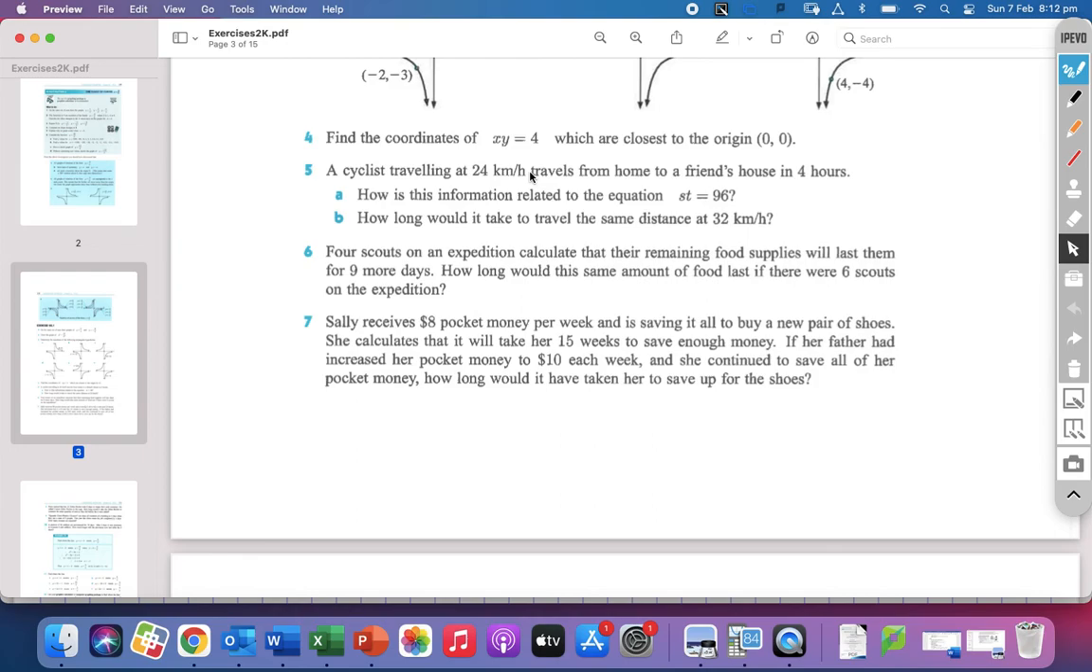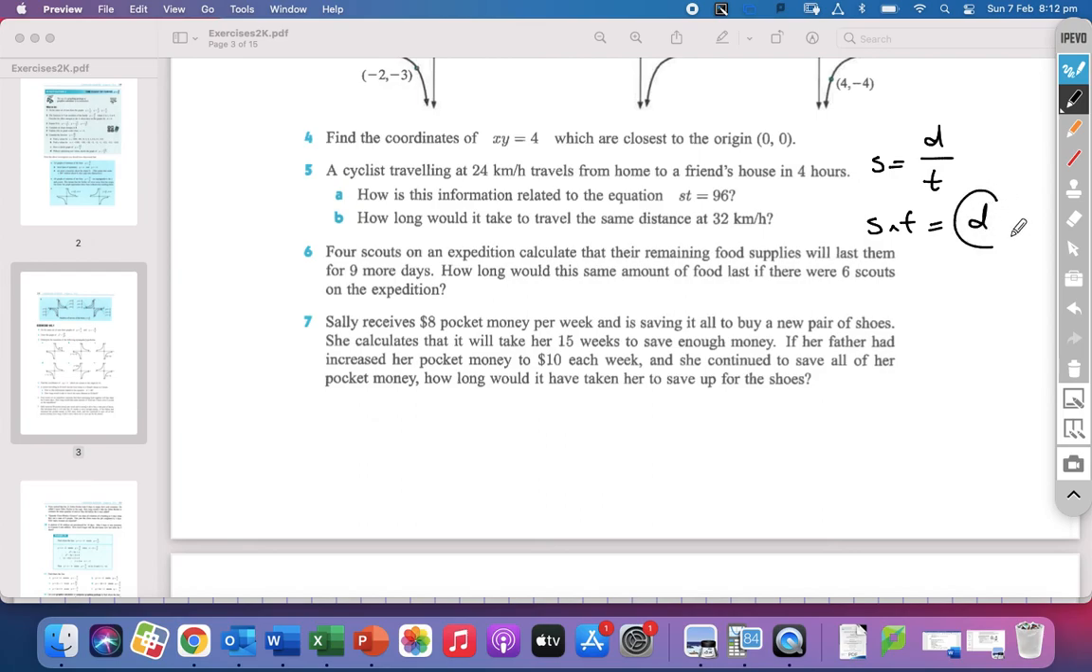And speed is basically, let's write out the formula. For speed, it's a d for distance, divided by a t for time, right? In this particular question, the cyclist's going to a friend's house. Well, that's a set distance, right? So you could rewrite it as speed times time equals distance, but we make that a constant amount. In this particular question, it's 96. So it doesn't change. And it takes on the form, even though it's speed times time, it's taking on this form xy equals some number, right?